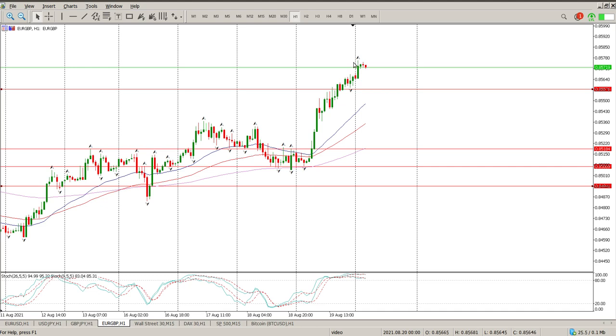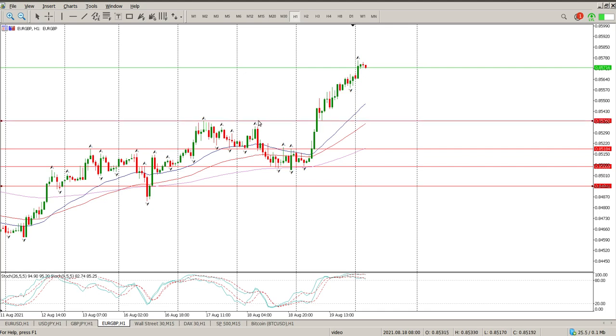Okay, so at the moment I think this is a bit exhausted. I'd want to see a pullback, and the closest pullback on the hour is all the way down here. So a pullback onto 0.85368 would get me long again.